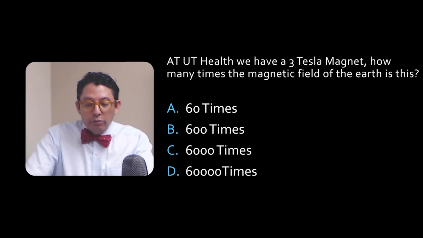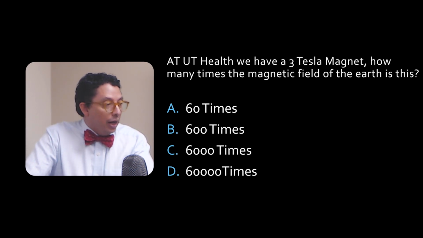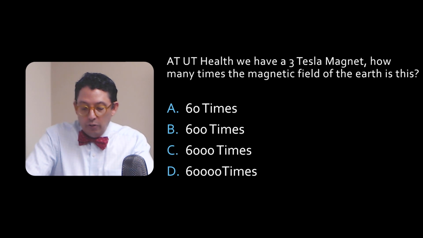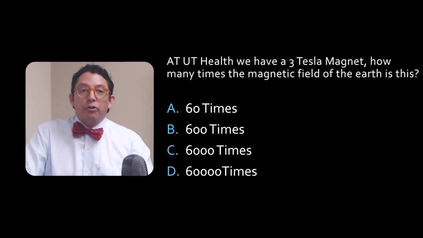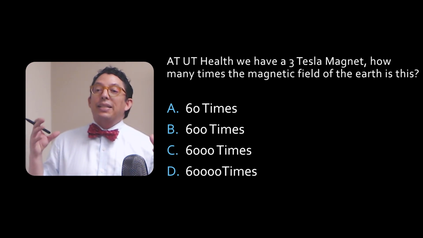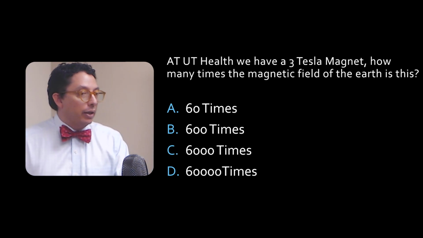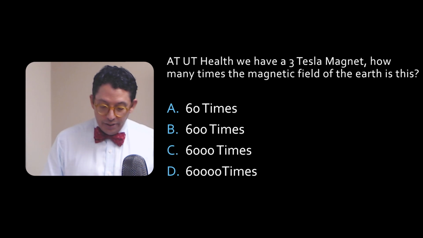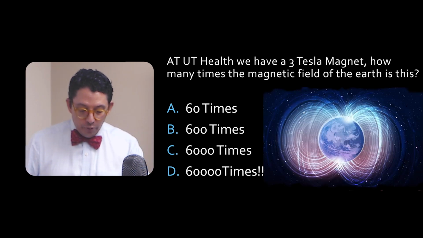So when you're talking about a 3 Tesla magnet, how many times the magnetic field of the Earth is that? 60 times, 600 times, 6,000 times, or 60,000 times? Correct. 60,000 times the Earth's magnetism. That's how strong the magnet's field is when you put patients in a 3 Tesla magnet, which is, I think, very cool. It's a very interesting number to know.